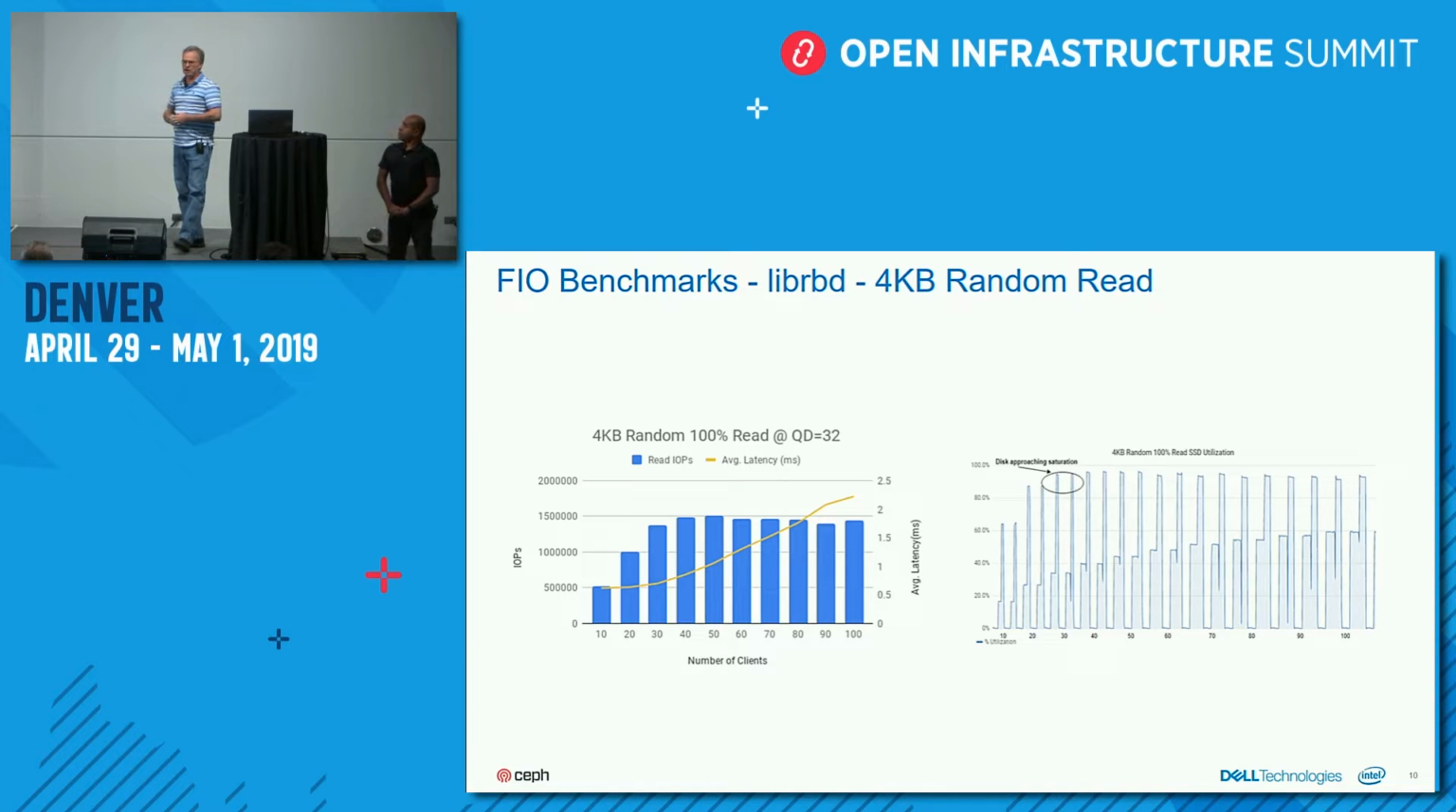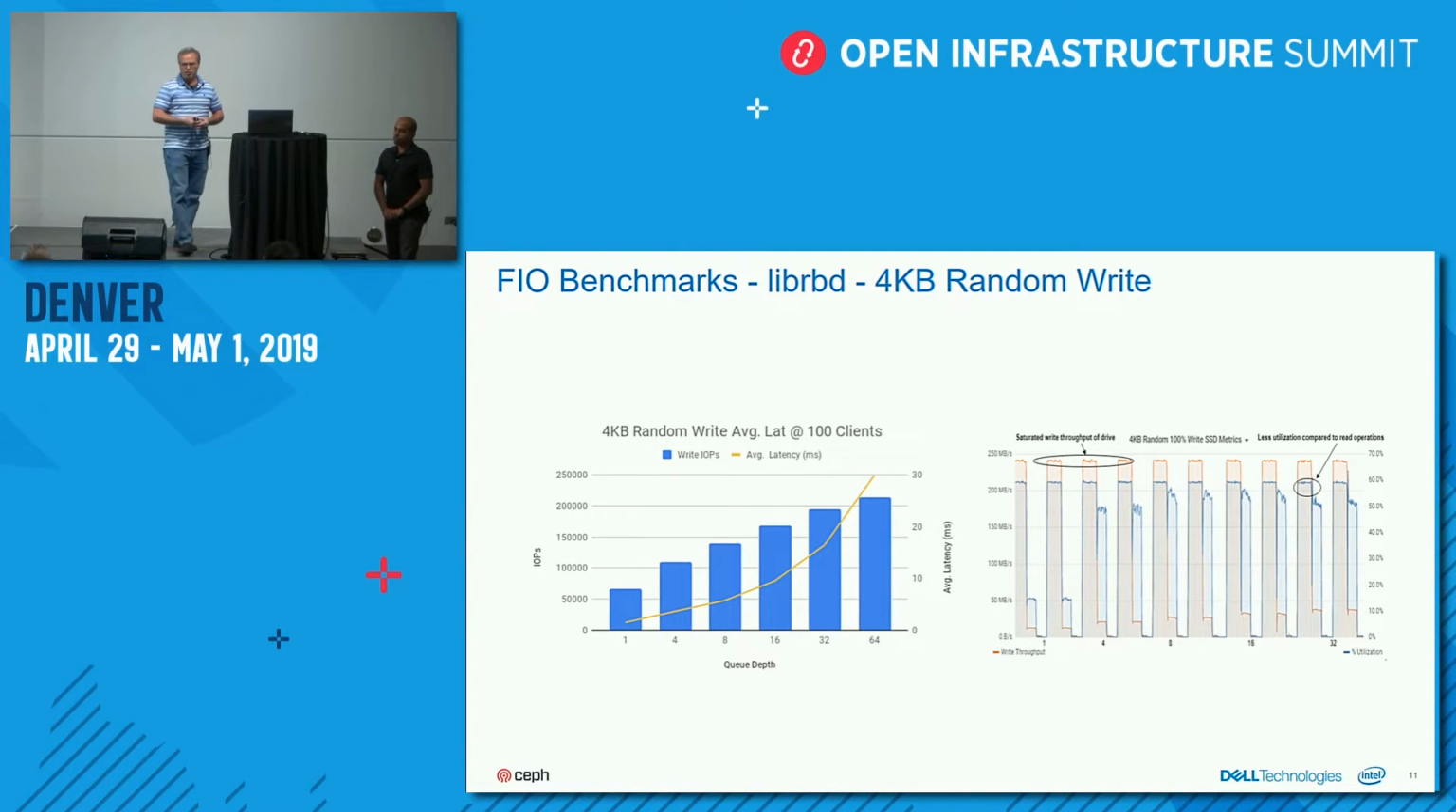On the left-hand side, you can see what our scaling is. And of course, as we increase the number of clients, average latency goes up. On the right-hand side, you can see a graph that shows what our resource utilization is. On this particular workload, what we find is that once we get up to 30 to 40 clients, we're really hitting the limits of what the disks can do. So that's the bottleneck in this case.